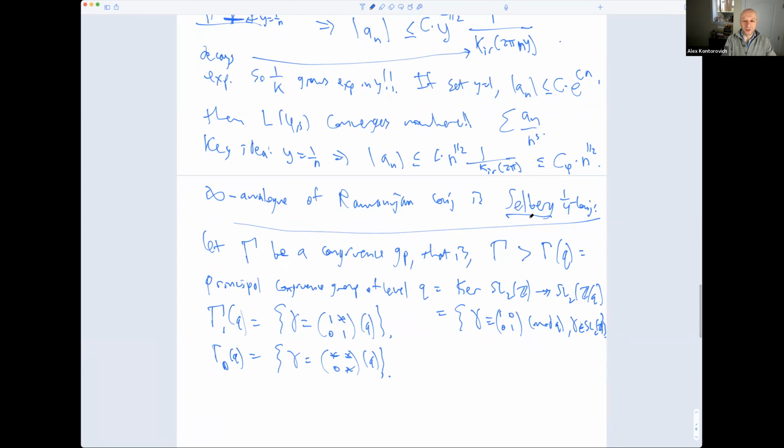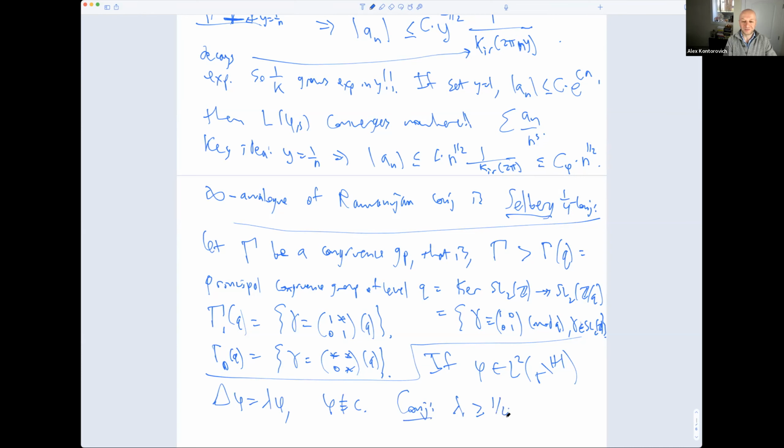Okay, so here's the Selberg 1/4 conjecture. If you have a congruence group, and phi is in L2 of H mod your congruence group, you can think about principal ones or one of these, doesn't matter. And delta phi is lambda phi, and phi is not a constant. Then the conjecture is that this eigenvalue is at least a quarter.